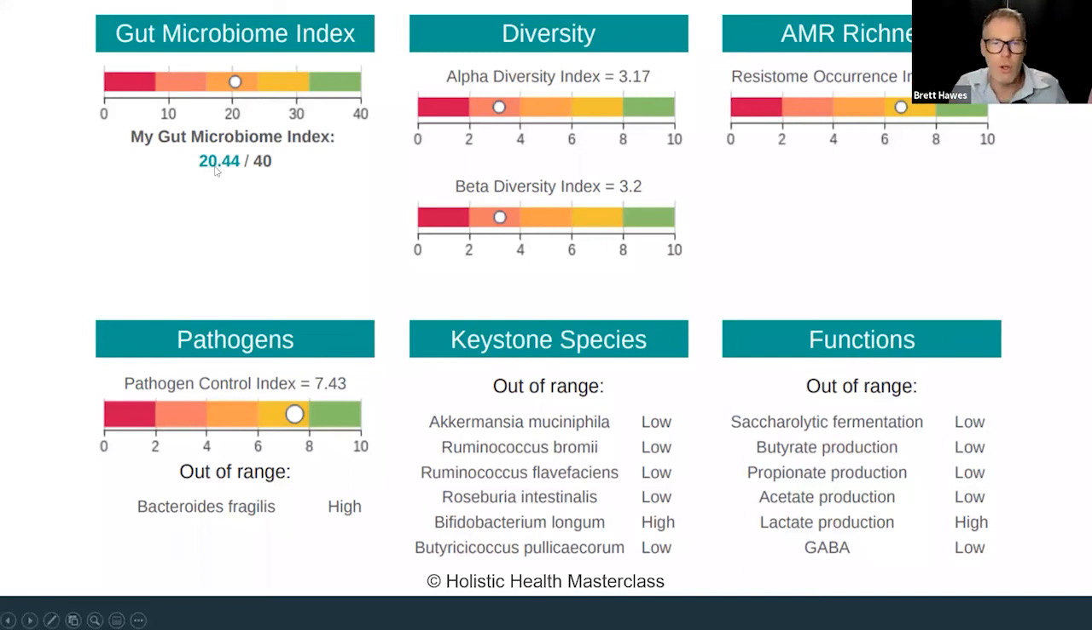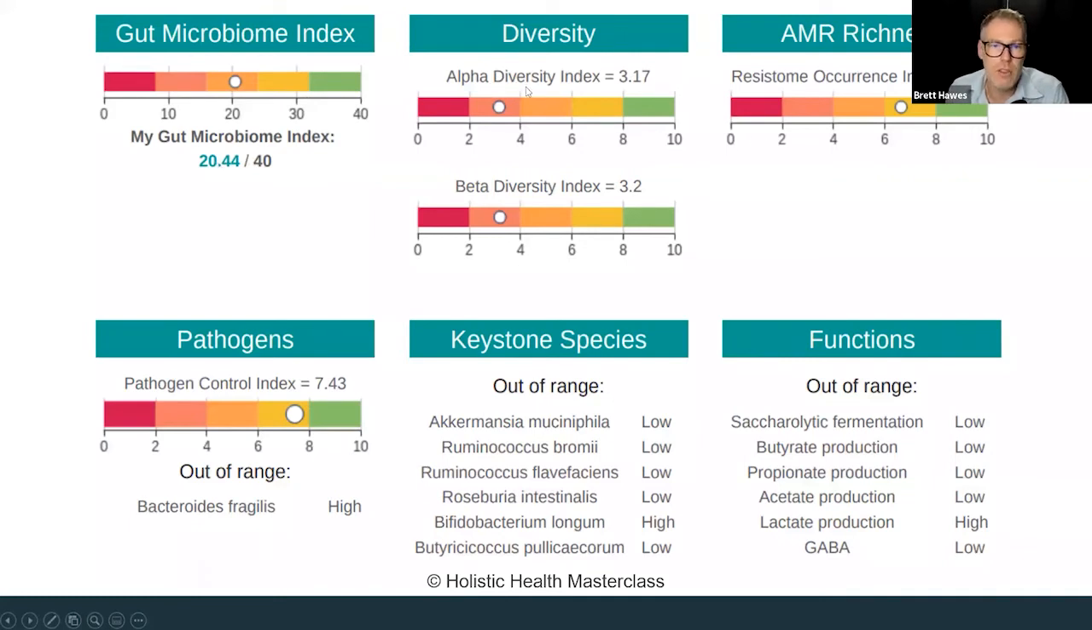So overall, and I'll talk about all of these in a minute, if I take my alpha diversity, my beta diversity, my resistome occurrence, so this AMR richness and pathogen index, and I put them all together, how do I score out of 40? And you can see in this particular case, the person is at 20.